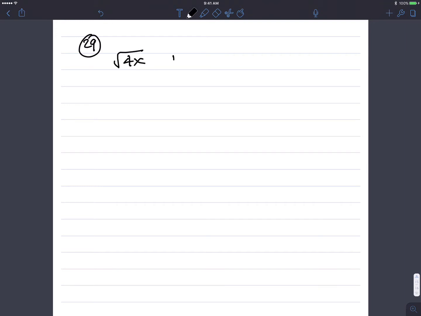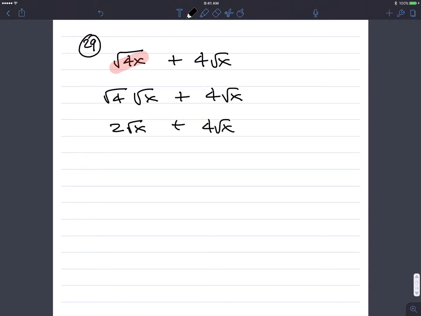The square root of 4x plus 4 times the square root of x. Now notice that these two radicals are different. We have the square root of x, and here we have the square root of 4x. We can simplify the first radical, square root of 4x. Square root of 4 times the square root of x plus 4 times the square root of x. Square root of 4 is going to be a 2 times the square root of x plus 4 times the square root of x.